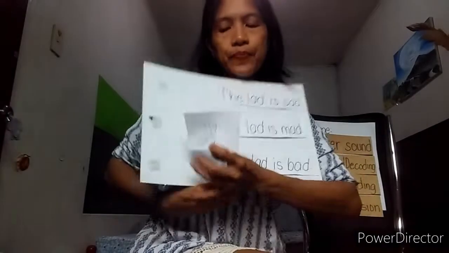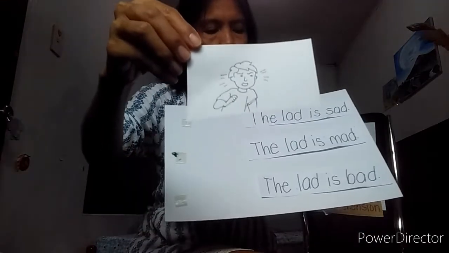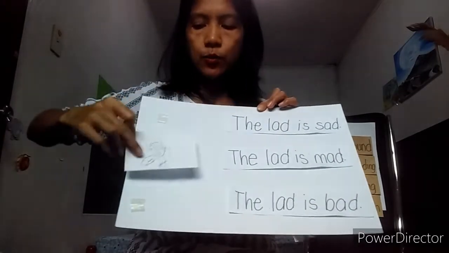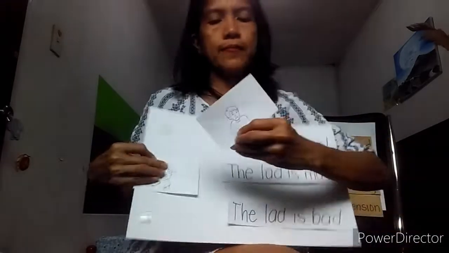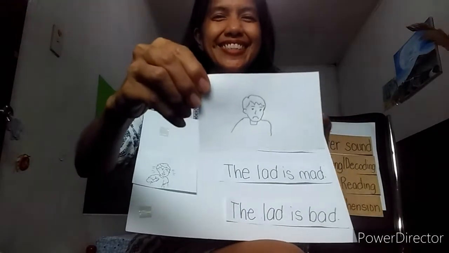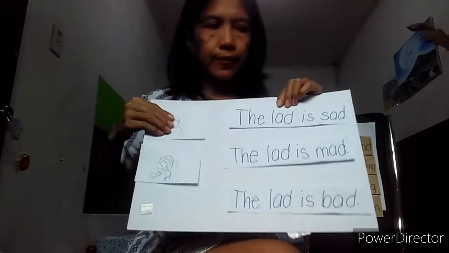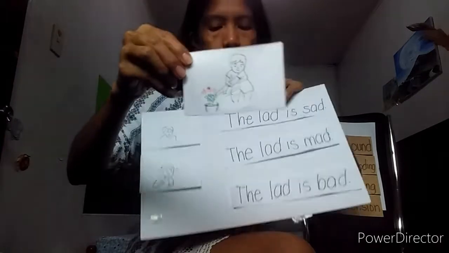Let's have this. I'll show you the picture. Again, what happened to the lad here? He's mad. Where are we to put it? Is it here? Is it sad? No, it's mad. So let's put it here. How about this one? This picture. It's sad. Let's put it here. This one? No, because this is bad. This is sad. This is bad. So it's here. And next one. Oh, bad. Yes, it's here. There. So thank you very much.